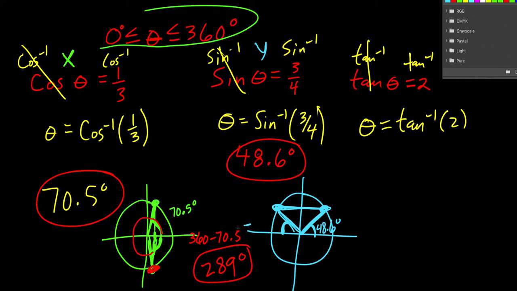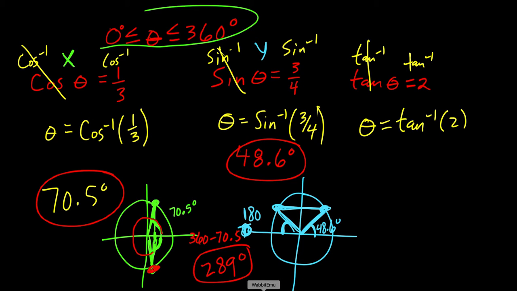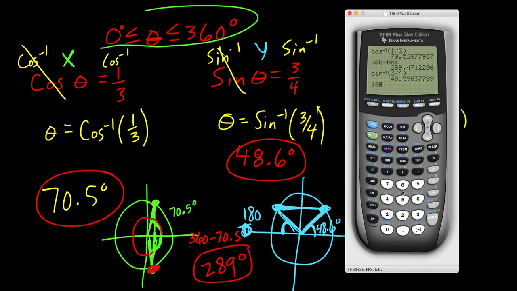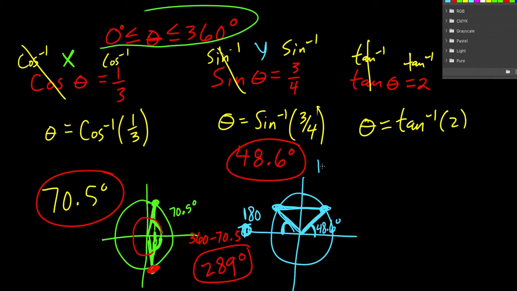And so what we want to do is we want to take our, whoops, not pi. We want 180 minus 48.6. And so we go to our calculator. 180 minus our previous answer, and that gave us 131. Okay, so once again we get two answers.